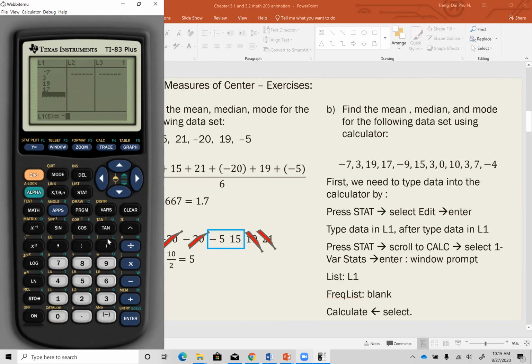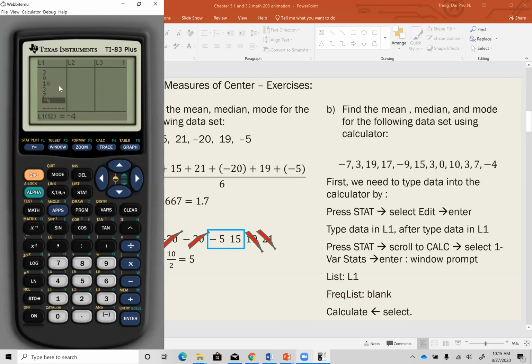-9, 15, 3, 0, 10, 3, 7, and -4. So if you type it in, looking at this, L1 has 12 data. Like I mentioned earlier, this is my 12 data.